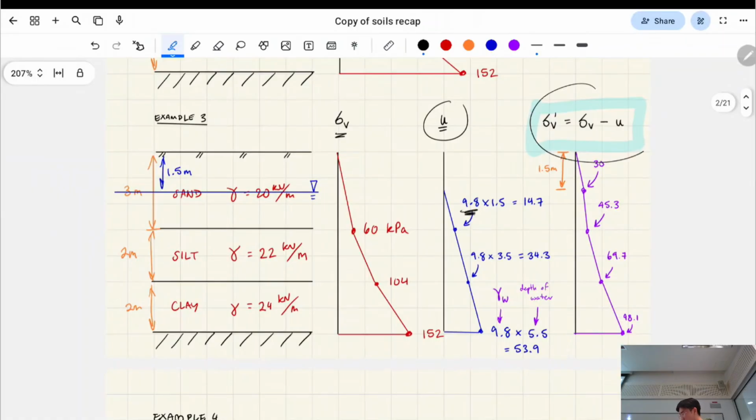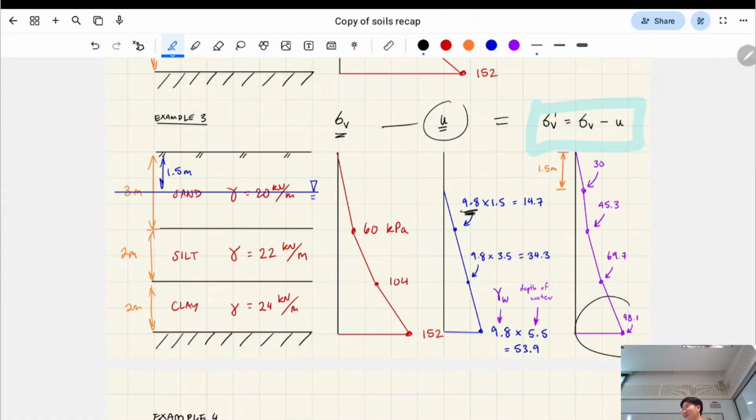Okay, so lastly, effective stress, I've finally gotten to it. It's basically these two graphs subtracted from each other. So it's the red graph minus the blue graph is equal to that purple graph. So you shave off the water pressure. So you're thinking about the effective vertical stress being lower after you add in water.